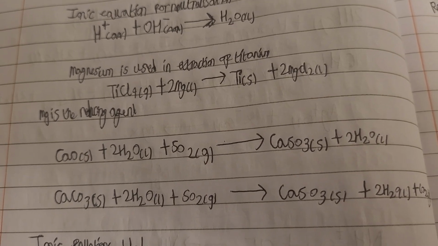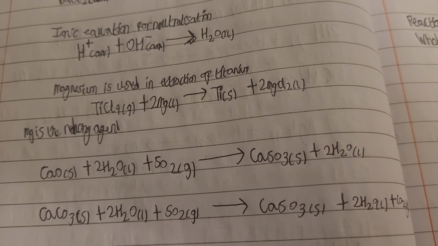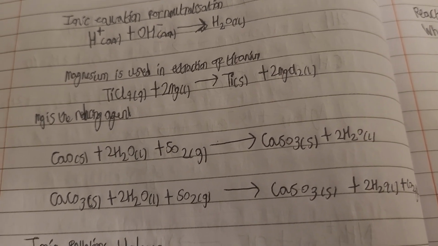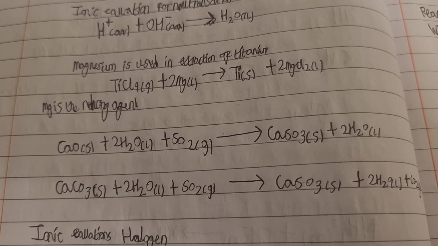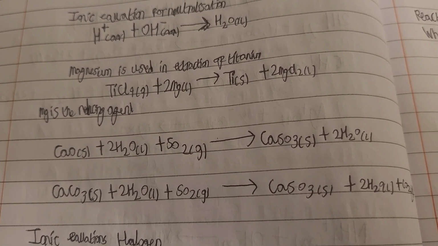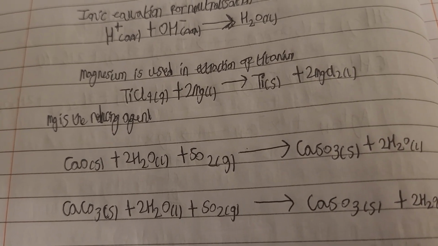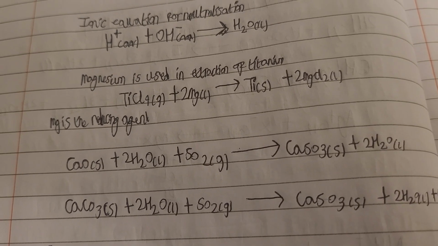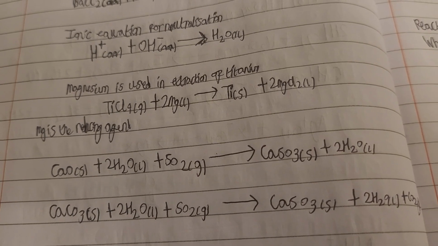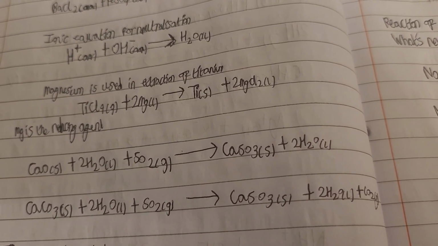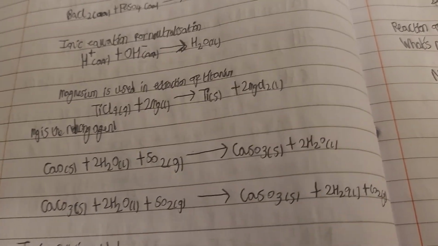Then we've got the two equations of calcium oxide and calcium carbonate to remove the SO2, sulfur dioxide. So CaO solid plus 2H2O liquid plus SO2 gas to form CaSO3 solid plus 2H2O liquid. Then we've got calcium carbonate, CaCO3 solid plus 2H2O liquid plus SO2 gas, arrow, CaSO3 solid plus 2H2O plus CO2 gas.